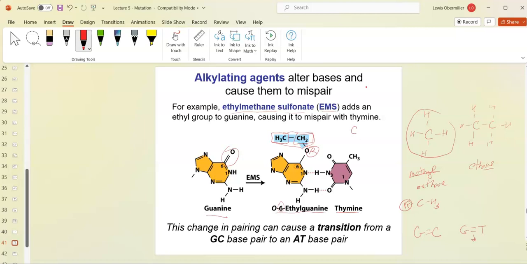And if we do rounds of replication, we're going to have a daughter strand that's going to pair with T or C, and then another daughter strand that's going to pair with A. So again, we're going to have G converted to an A and C mutated to a T, which again is a transition base pairing mutation.